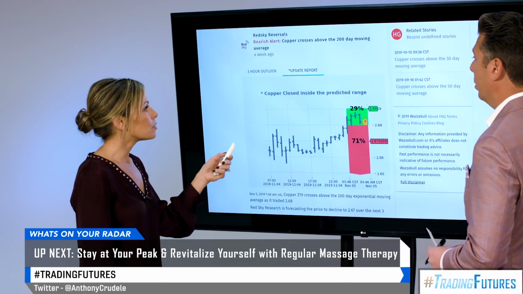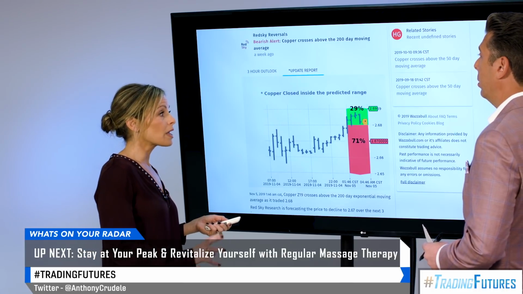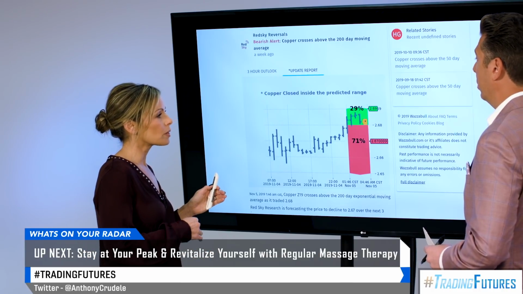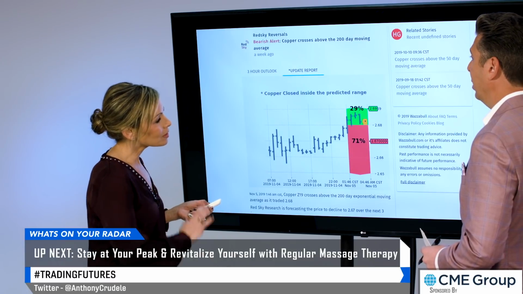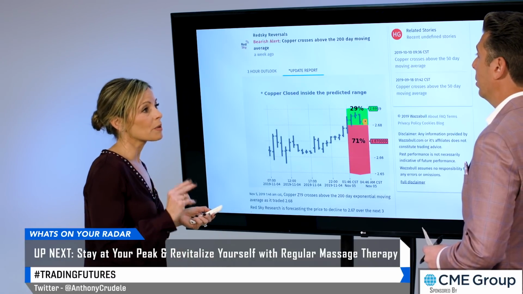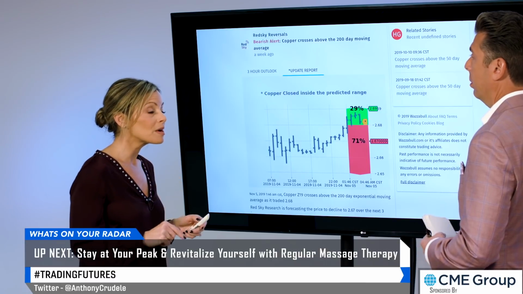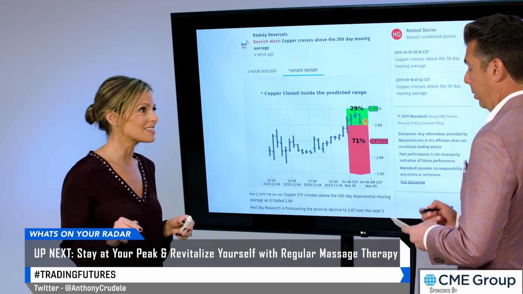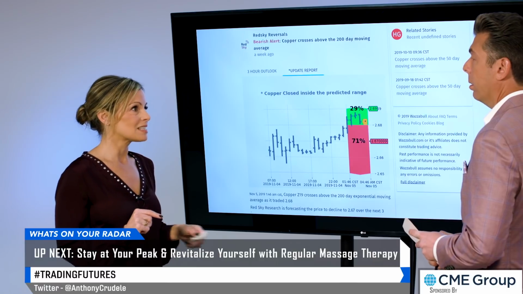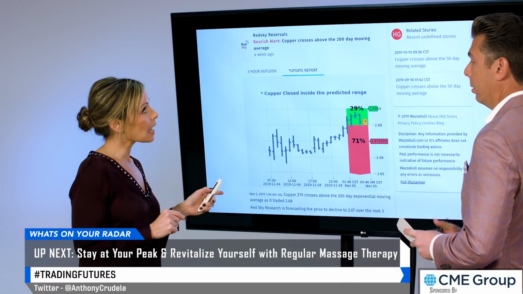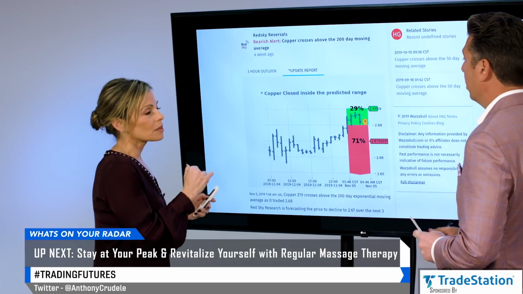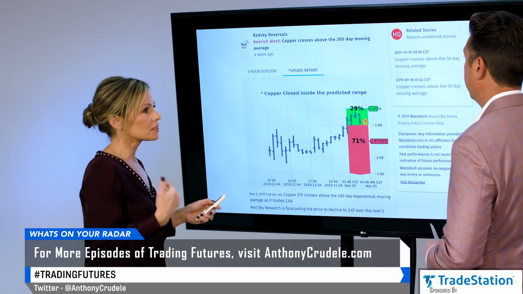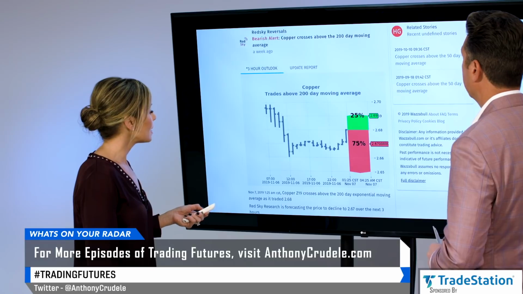Okay, so copper closed inside the predicted range, and we haven't really talked about it, but it's the predicted range between the targets. I really like to steer clear of the second time around in copper. Now there are other markets that may hit their targets in that second time around, but this one, in this specific instance, closed in the predicted range. So I'm thinking, okay, steer clear the second time around. Interesting enough.